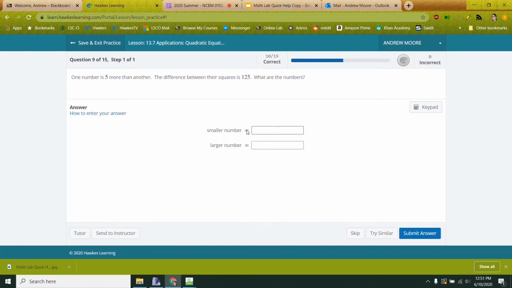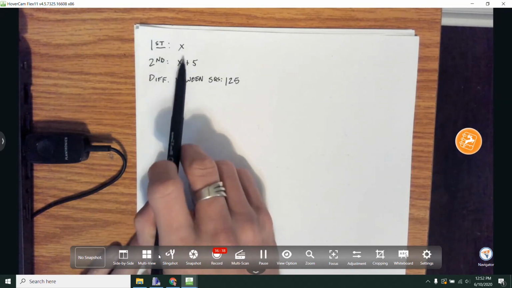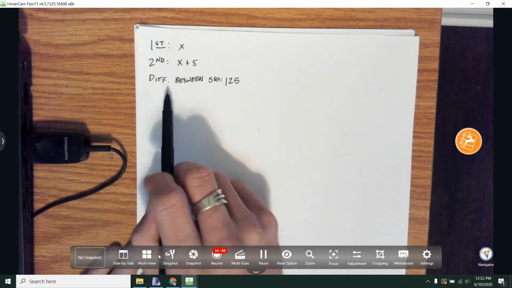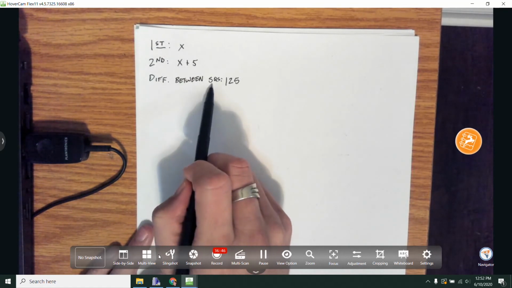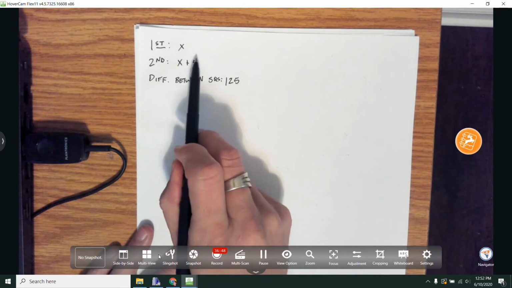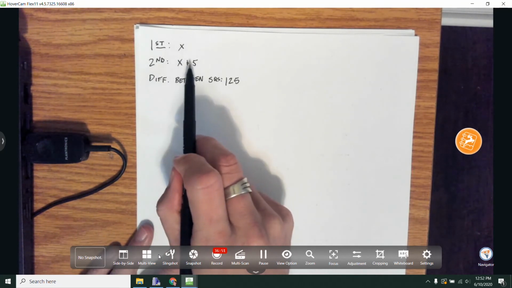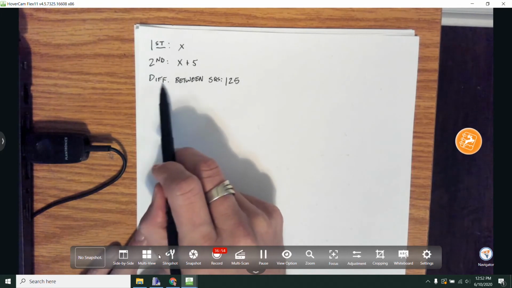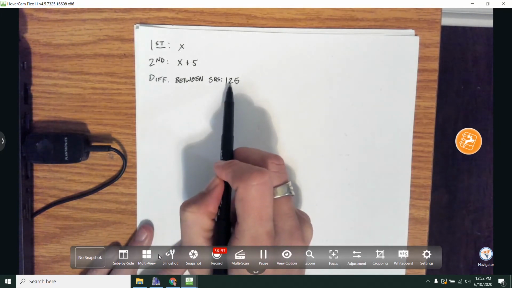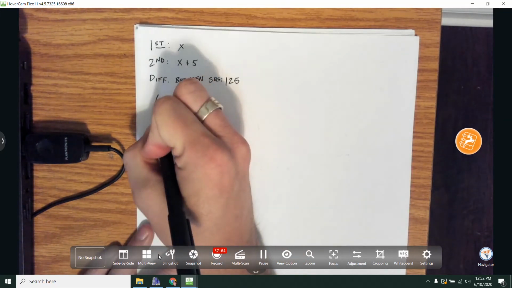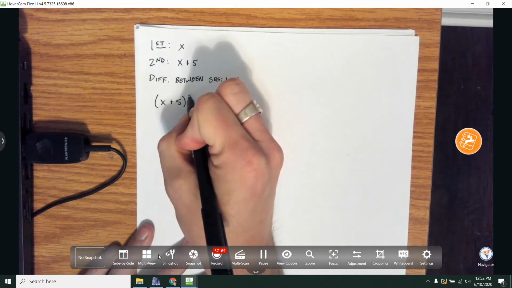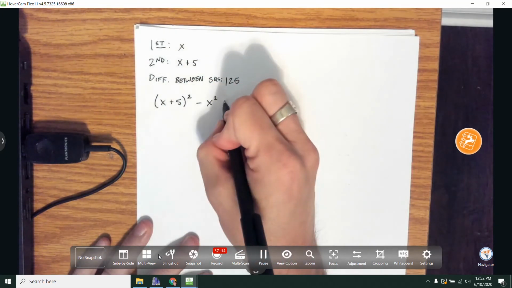One number is 5 more than another. The difference between their squares is 125. What are the numbers? All right, so one number is 5 more than the other one, and it says the difference between their squares. Now, we have to be careful about which one we put first. We're going to square both these, but we've got to make sure that we put the bigger number first. Remember, this one's 5 more than that one. That way when we subtract them, which is what difference means, we get this positive 125. If we're getting a negative, we'd have to make sure to do the opposite. So we're going to put this x plus 5 first. Remember, it's squared minus x squared, and this equals 125.